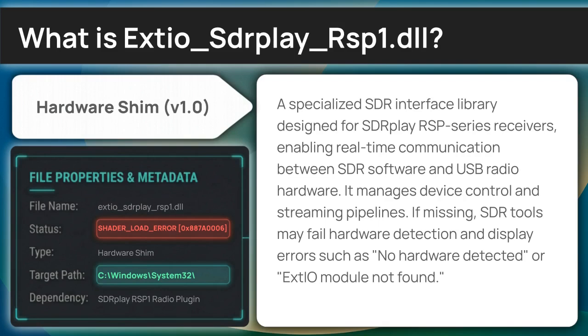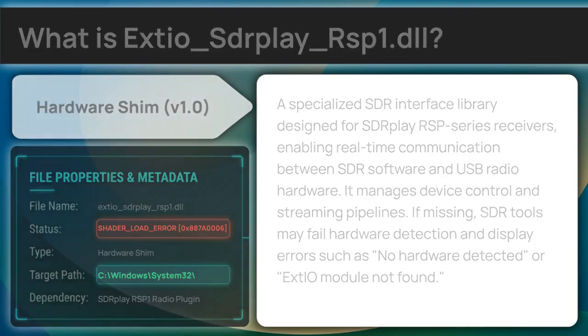This is the external I/O SDRplay RSP1, a specialized SDR interface library designed for SDRplay RSP-series receivers, enabling real-time communication between SDR software and USB radio hardware. It manages device control and streaming pipelines. If missing, SDR tools may fail hardware detection and display errors such as no hardware detected or Extio module not found. Understanding the file's role is a great start. Now let's look at replacing it.